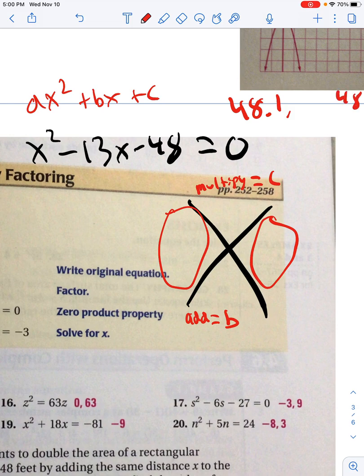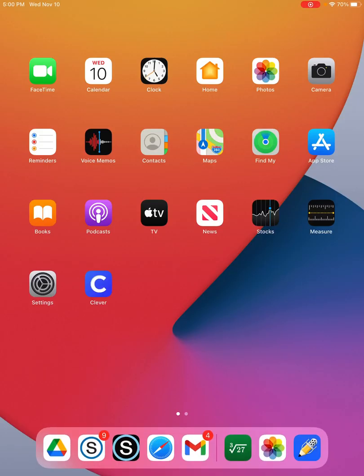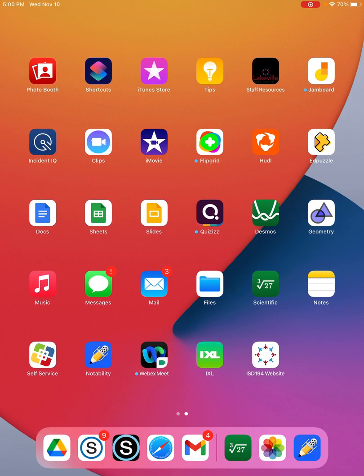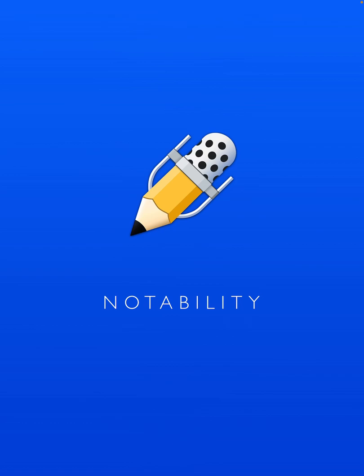So I can start by listing out factors of 48. Say 1, 48. No, that's probably not it. 2, 24. No. 3 and 16. Hey, that might work. Now, the only way to have it equal a negative number here is if one of my factors is positive and one of my factors is negative. But because it has to add up to -13, I know that the 16 has to be negative, because -16 plus 3 equals negative 13.